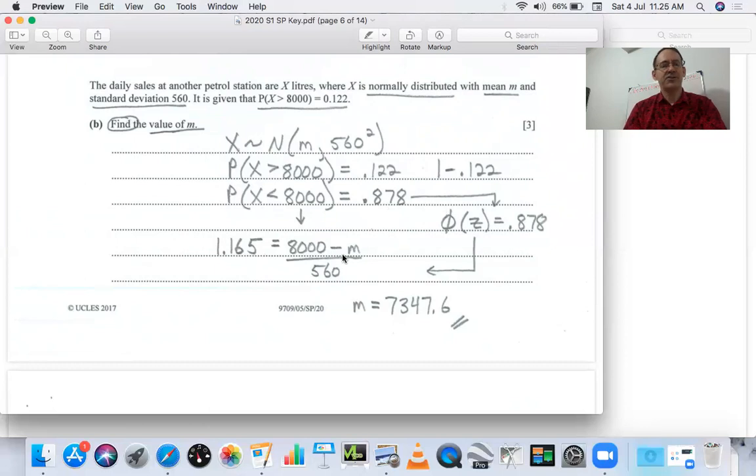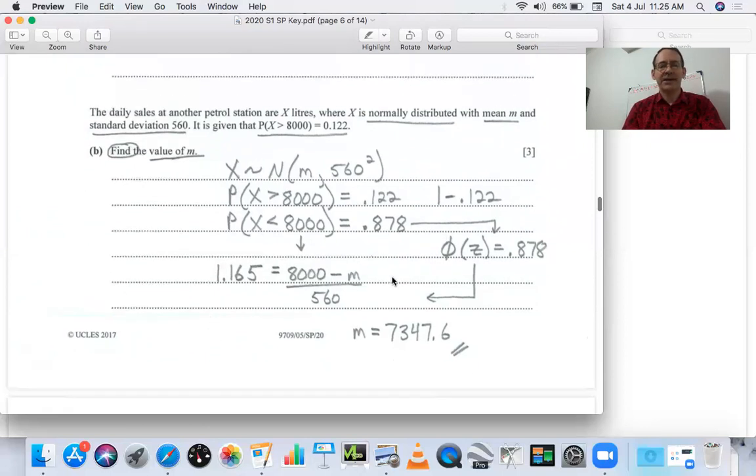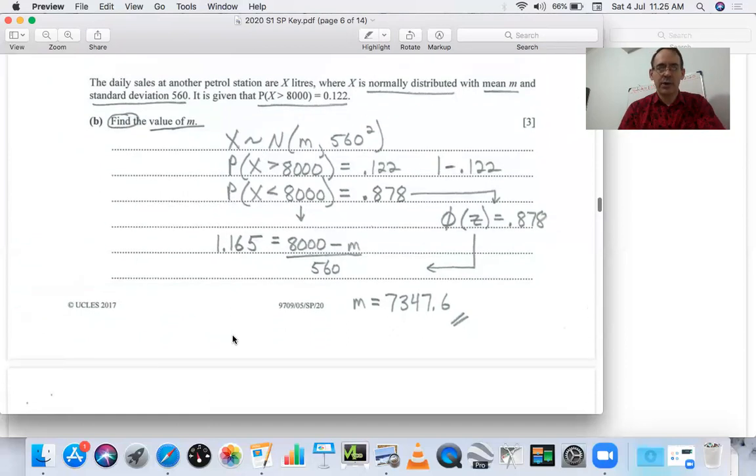Again, we do not have to do the 1 minus because we already did it up here, and it flipped the inequality in the direction that we want. So 8,000 is our x, 560 is the standard deviation. We're solving for m. So again, I skipped a couple of steps here. If you multiply by 560, add m to the other side and subtract this value from the 8,000, you should be able to do this. This is just simple algebra here.